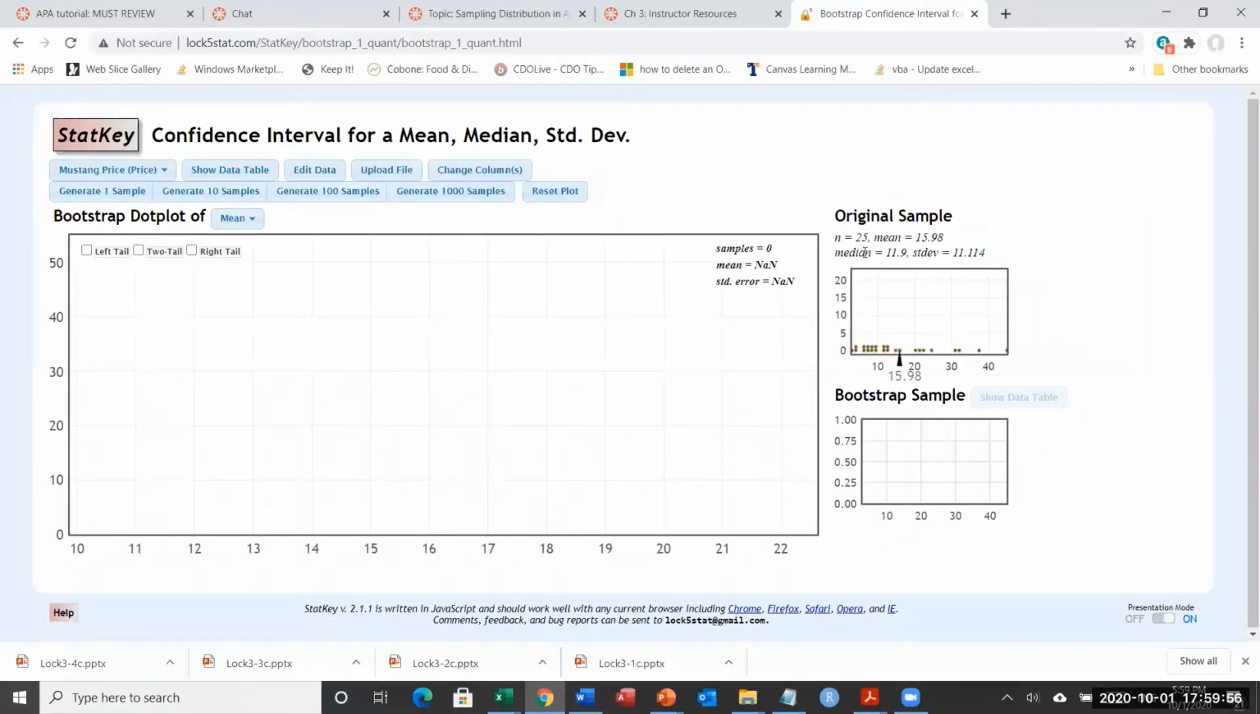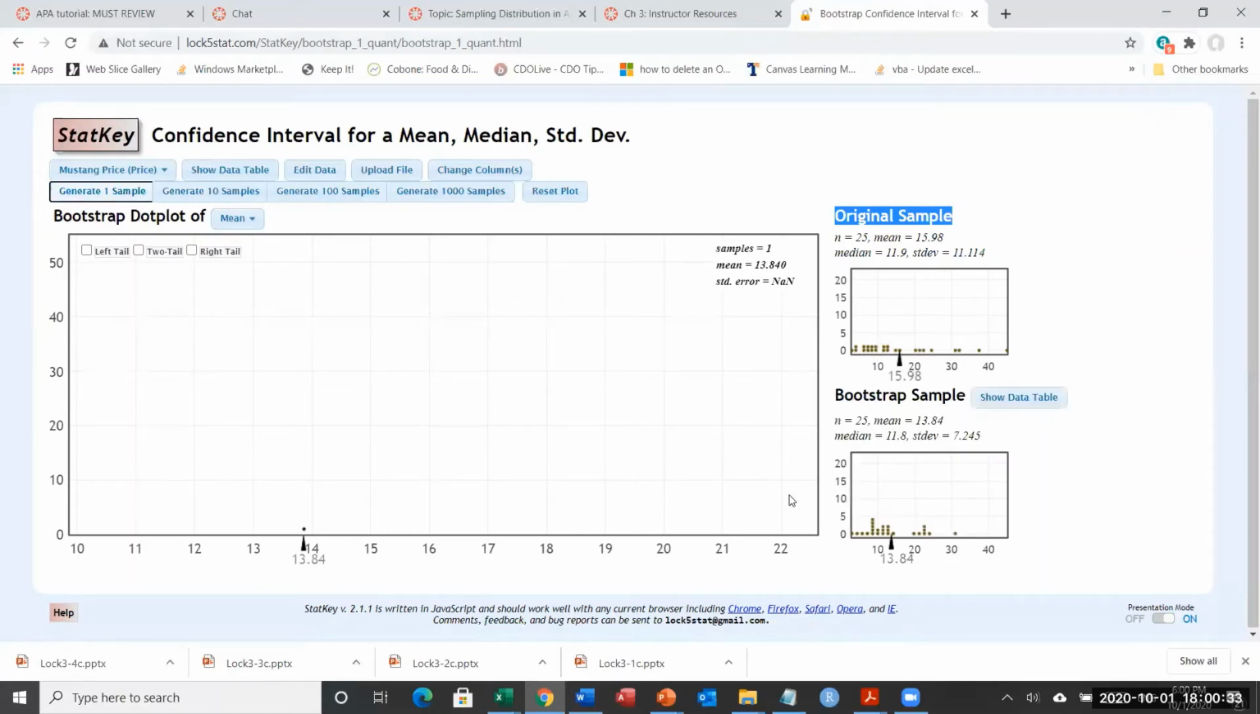We have a single sample. It's the Mustang price example, I believe from your book, for used Mustang cars. Here is the original sample of size 25. Now we don't have a population anymore. It's the original sample, and from this original sample we'll keep selecting values with replacement, so that every value of this sample has an equal chance every time I draw a single value. Let's try to do that.